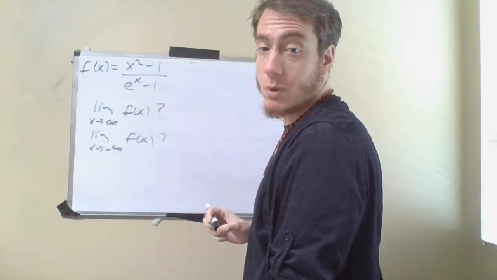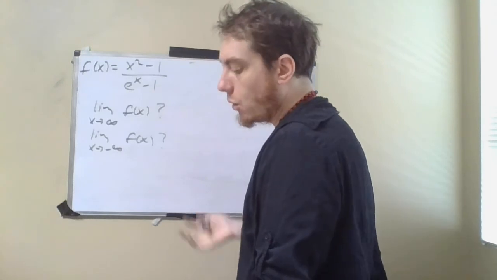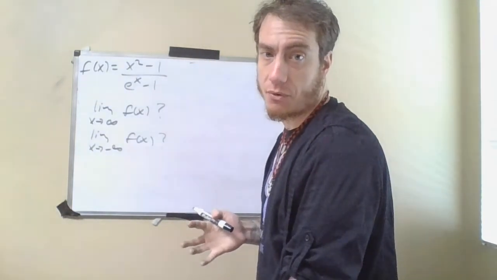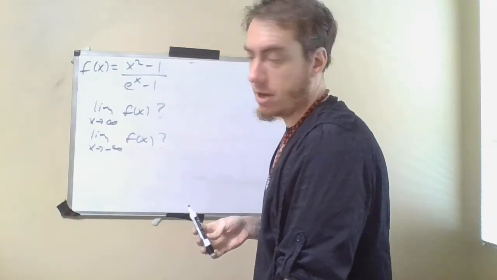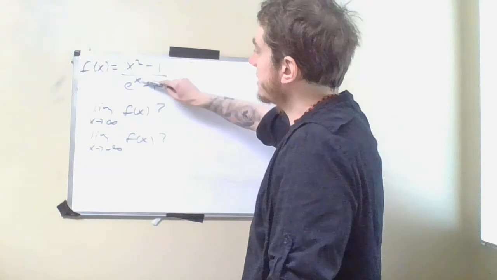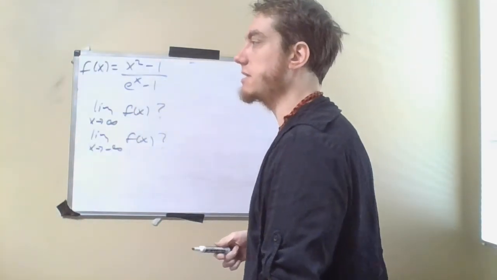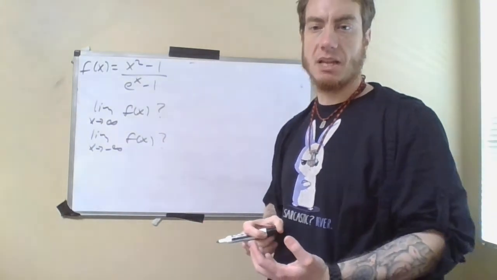Well, the answer is we don't really have a good way right now, because we know how to find those things for rational functions. It's not too difficult for rational functions. We can kind of do the whole thing with algebra. However, in this case, we have an e to the x in the denominator, and that means that we are not dealing with a rational function. We're dealing with something else.